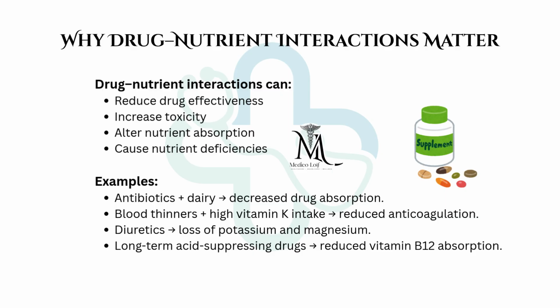Why drug-nutrient interactions matter. Drug-nutrient interactions can reduce drug effectiveness, increase toxicity, alter nutrient absorption, and cause nutrient deficiencies. Examples: antibiotics plus dairy lead to decreased drug absorption. Blood thinners plus high vitamin K intake lead to reduced anticoagulation. Diuretics lead to loss of potassium and magnesium. Long-term acid-suppressing drugs lead to reduced vitamin B12 absorption.